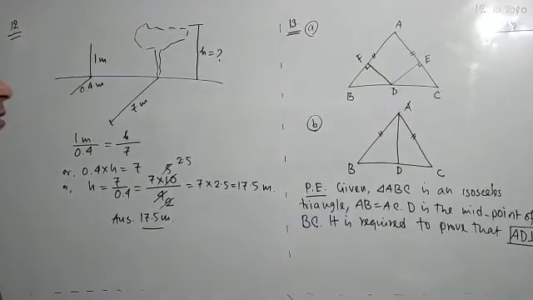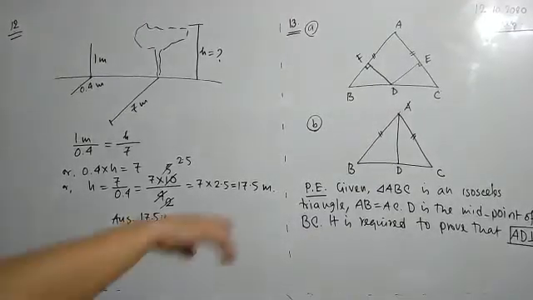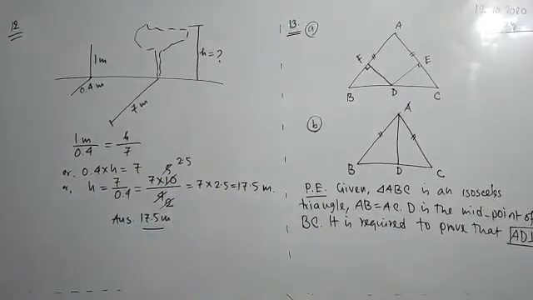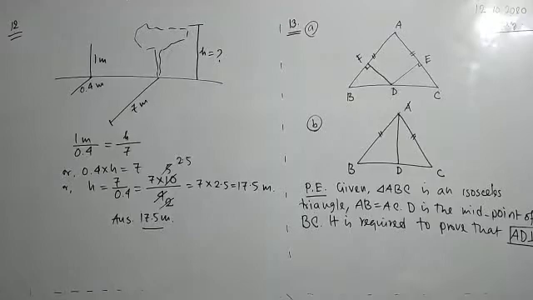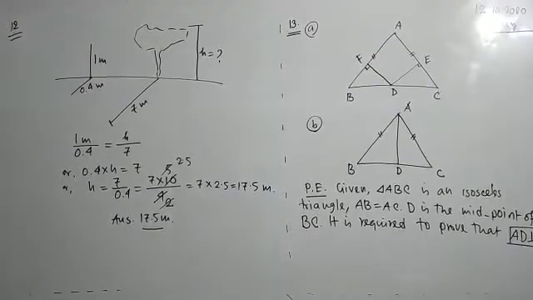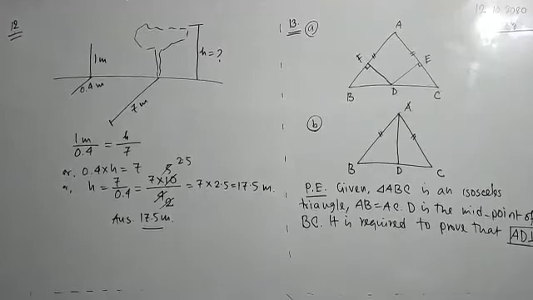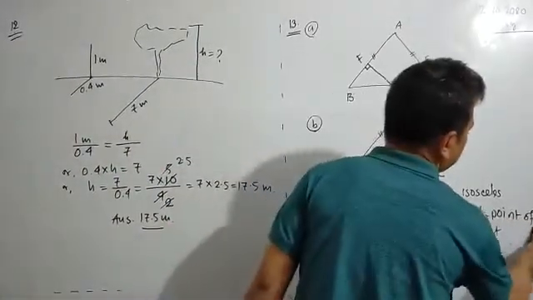Okay, so it is required to prove that AD is perpendicular to BC. Is it clear to you? AD perpendicular BC. AD is visible, BC is not visible. Okay, alright, I will write it down below. I am writing here AD perpendicular BC.